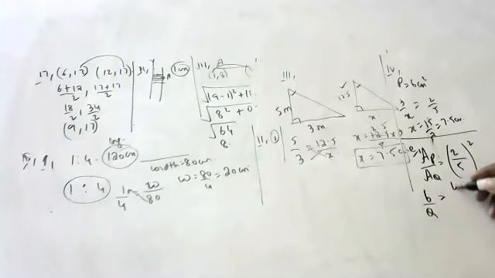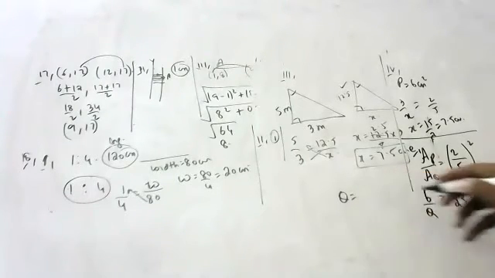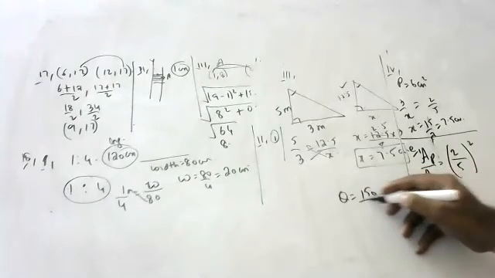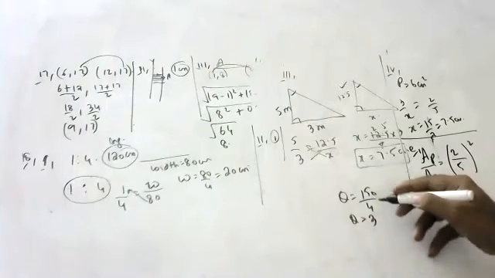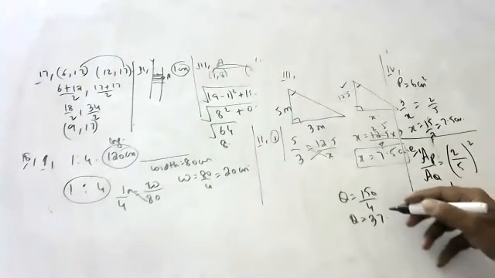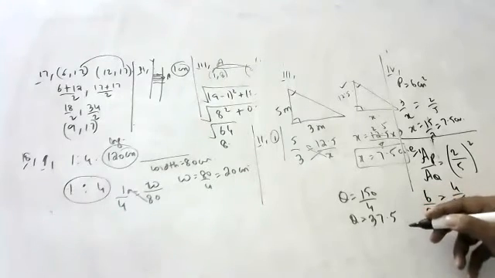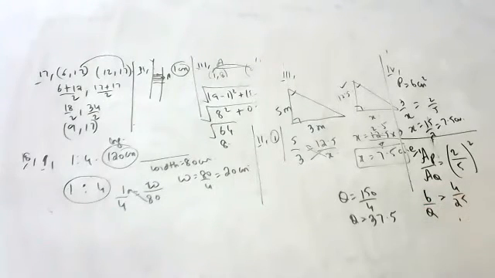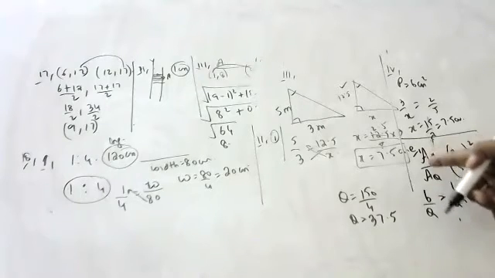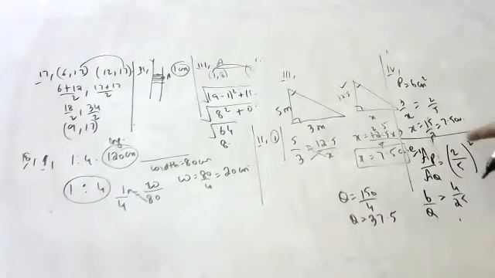So 6 by Q is equal to 4 by 25. So what is Q, children? 25 times 6 is 150, by 4. 150 by 4 is 37.5. Correct? Yes, sir. Third option. 37.5, children. This is the area theorem: areas of two similar triangles are in the ratio of the squares of corresponding sides. Perimeter means don't put square. Areas means put square.